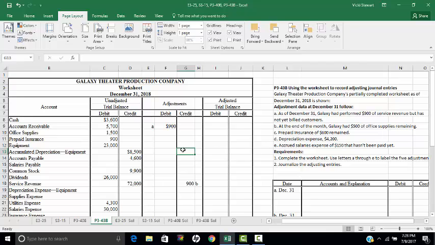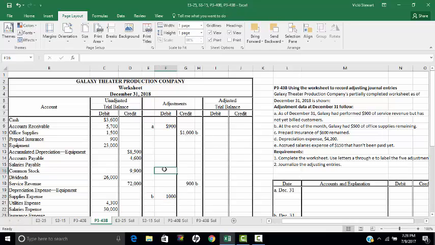On B, it states at the end of the month, Galaxy had $500 of office supplies remaining. So we see that we had a balance in our unadjusted trial balance of $1,500. We need to end up with $500. So that means we need to make a $1,000 credit adjustment to office supplies, and our debit will be to supplies expense for the same amount. And we'll label that B.